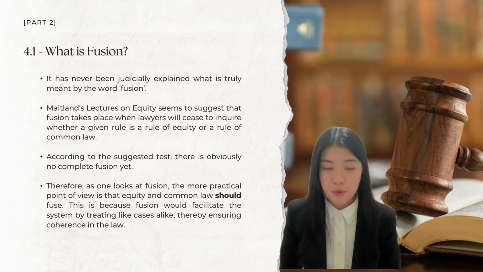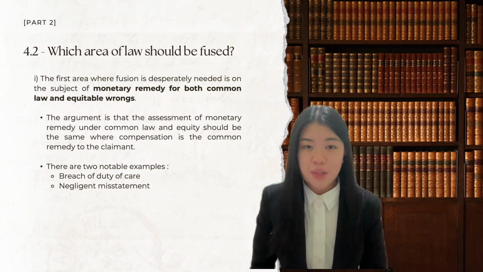Therefore, as one looks at fusion, the more practical point of view is that equity and common law should fuse. This is because fusion would facilitate the system by treating like cases alike, thereby ensuring coherence in the law. There are certain areas in laws in which the pro-fusionists suggest that fusion is needed. The first area where fusion is desperately needed is on the subject of monetary remedy for both common law and equitable wrongs. The argument is that the assessment of monetary remedy under common law and equity should be the same, where compensation is the common remedy to the claimant.